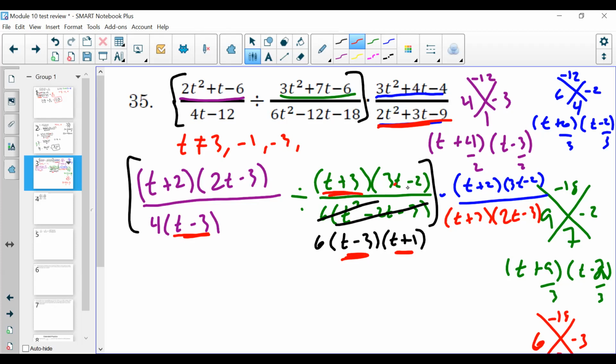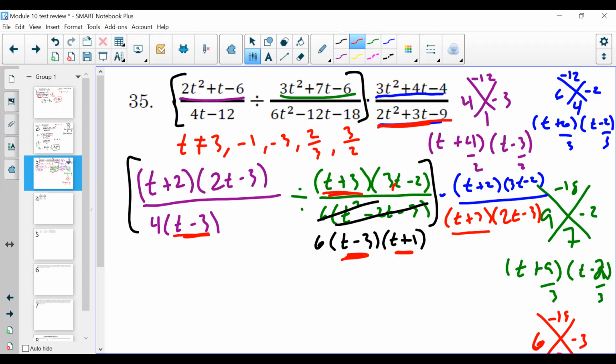And also 3t minus 2 gives me a positive 2/3, so I cannot equal 2/3. And then when I go to this other multiplication, I only need to worry about the bottom. So t cannot be -3 from this. I already have that. And a positive 3/2. So that's what t cannot equal. All right, so these are all my restrictions.